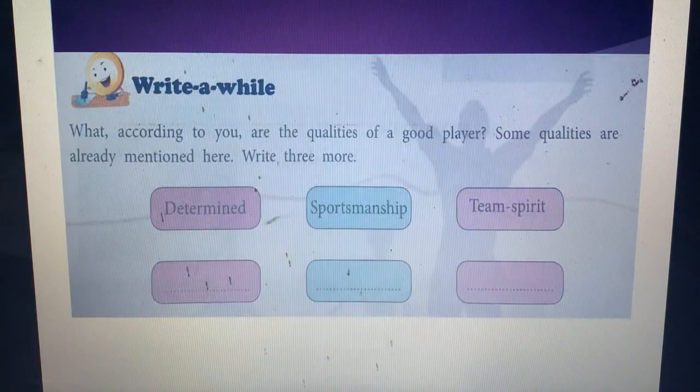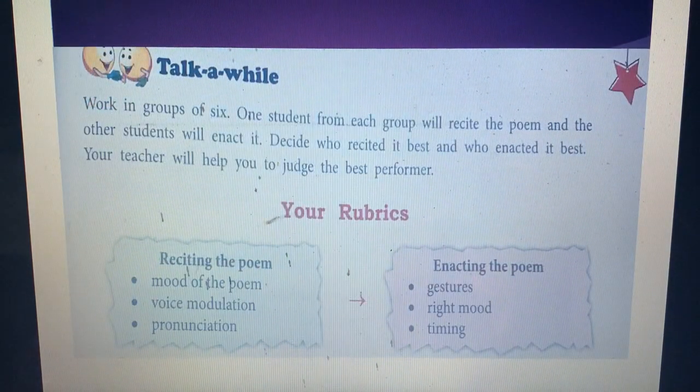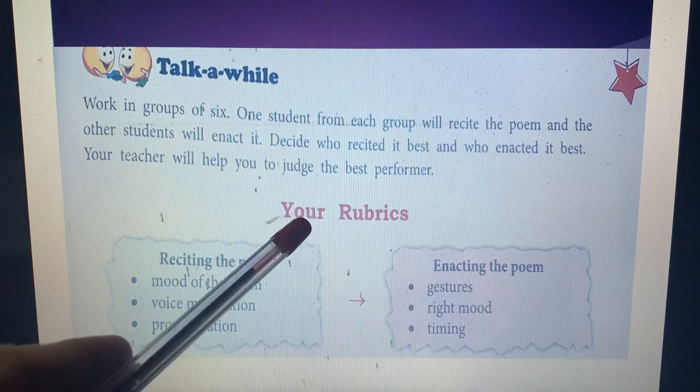Next is talk a while. You do not have to do this in your English notebook. This you can discuss at your home. Fine. So work in groups of six. Just call six friends to your home. Then talk. One student from each group will recite the poem and other students will enact, do the acting. Decide who recited it best and who enacted it best. Poem kisne acche se recite ki hai or with actions. Your teacher will help you to judge the best performance.